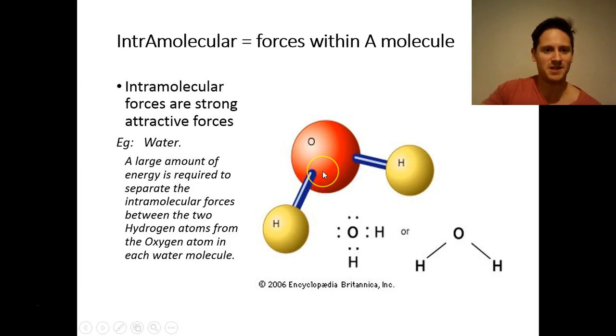A large amount of energy is required to separate the intramolecular forces between the two hydrogen atoms from the oxygen atom in each water molecule. You're going to have to put in a lot of energy in the form of heat or electricity in order to break those. It can be done. You can turn water into oxygen gas and hydrogen gas. It takes a lot of energy though.